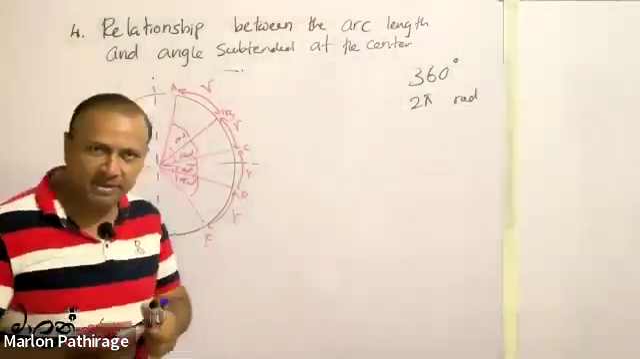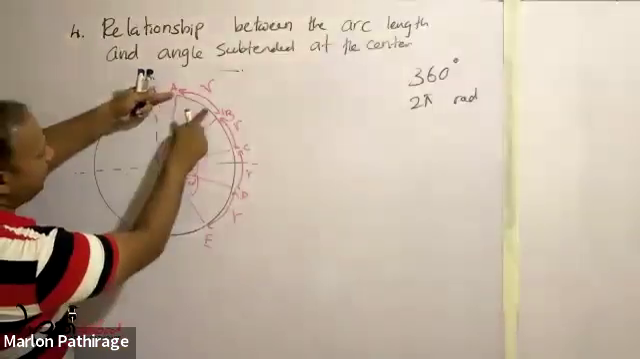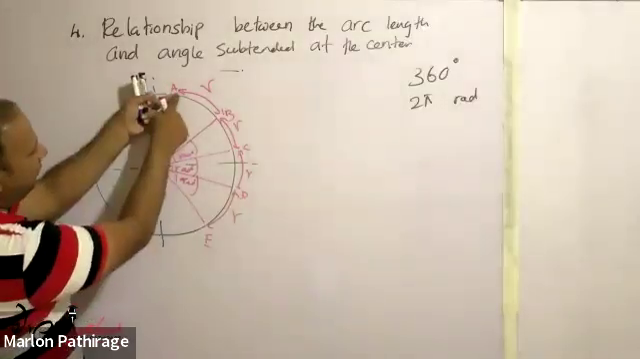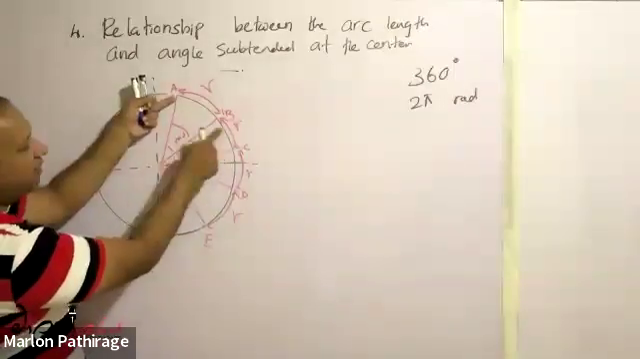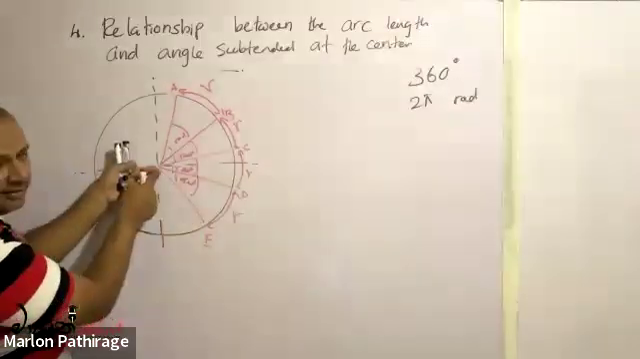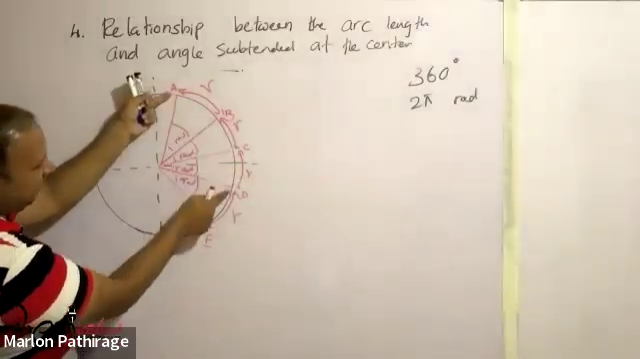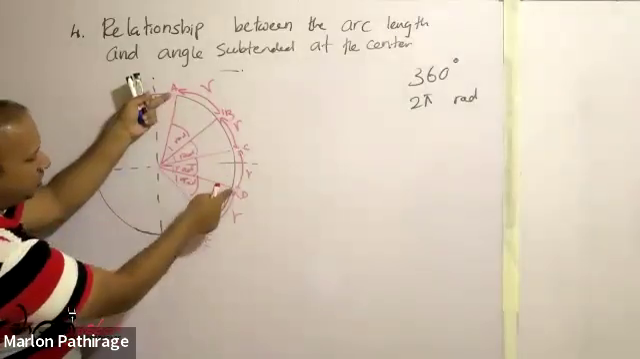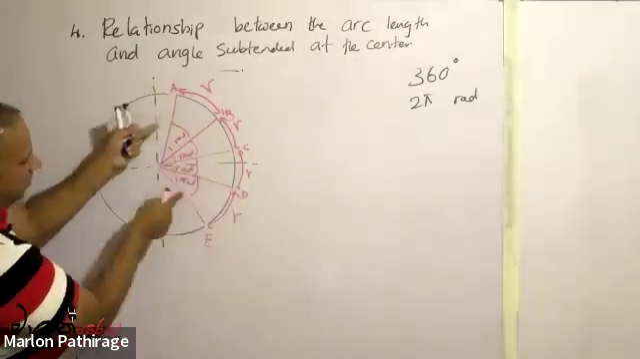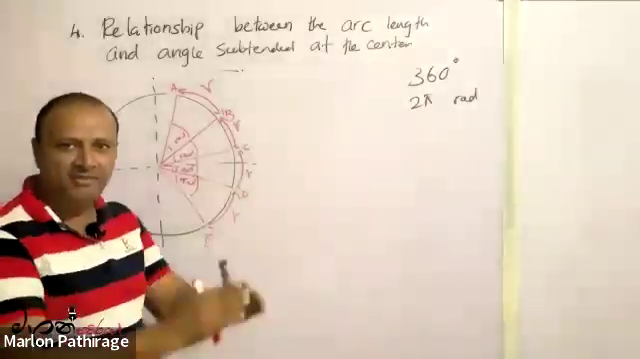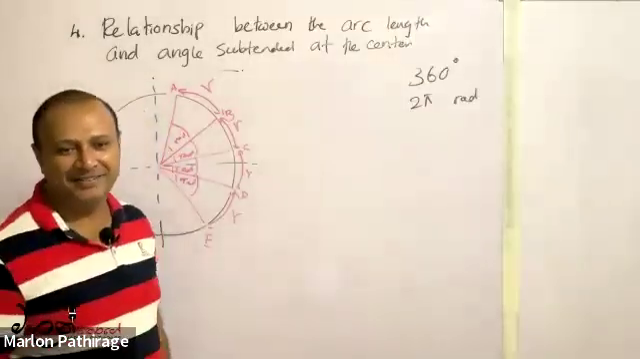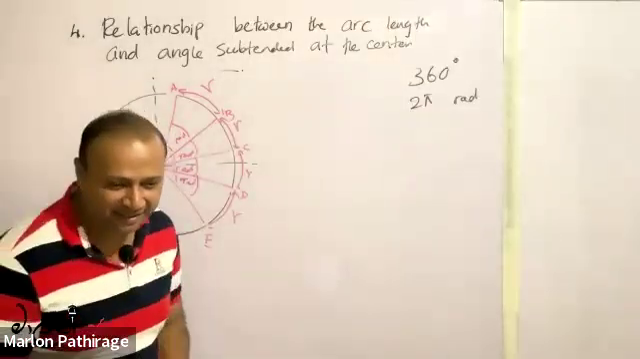Is that clear? Arc AB creates 1 radian at the center. Arc AC has arc length 2r, and 2r creates 2 radians. Arc AD has arc length 3r, and 3r creates 3 radians. 4r creates 4 radians. 1r creates 1 radian, 2r creates 2 radians, 3r creates 3 radians. Is that clear?